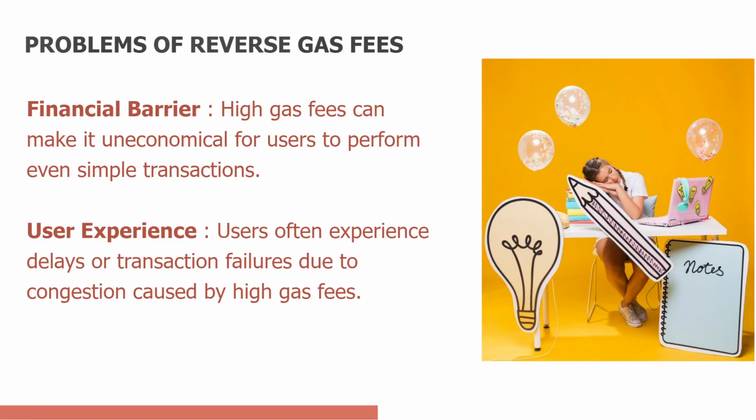A few problems of this RGF: number one, the financial barrier. High gas fees can make it uneconomical for users to perform even simple transactions, right? So, for example, for these dApps, high transaction costs can demotivate the users from participating in the whole ecosystem. सो इनिशियल केस में तो फाइनेंशियल बैरियर ही मेन सबसे बड़ा हिंड्रेंस है कि जब गैस फीस ही हाई हो तो यूजर्स ऑटोमेटिकली डिस्करेज हो जाते हैं टू परफॉर्म दो सिंपल ट्रांजेक्शन्स ऑन द ब्लॉकचेन नेटवर्क. सो इस प्रॉब्लम को रिवर्स गैस फीस से उतना सॉल्व अभी नहीं हो पा रहा है.